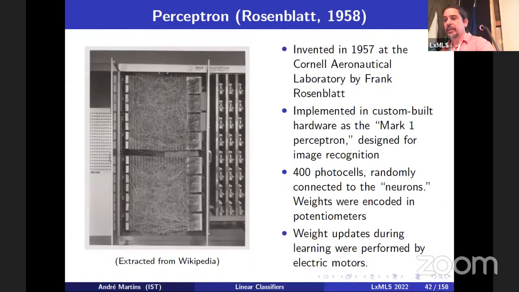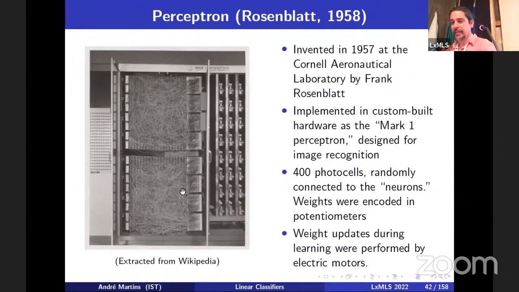So the algorithm that I was claiming can find a separating hyperplane is called the Perceptron. One of such algorithms is the Perceptron algorithm. It was invented in the 50s by Frank Rosenblatt. It was actually implemented in custom-built hardware. There was this big machine called the Mark I Perceptron. It was designed for image recognition. The weights of the model were actually something mechanical. They were encoded in potentiometers, and the weight updates of the model during learning were performed by electric motors.